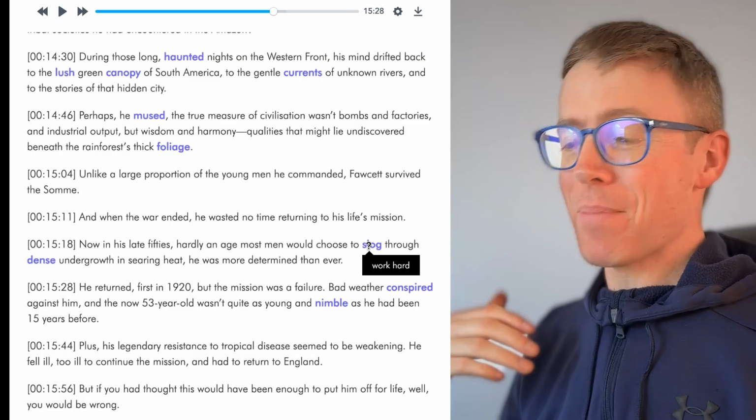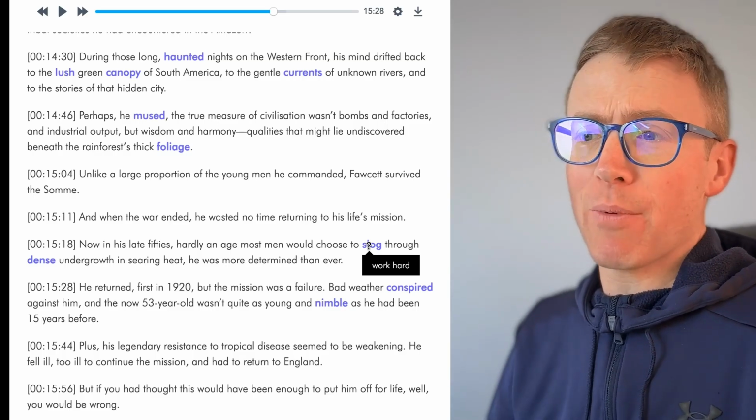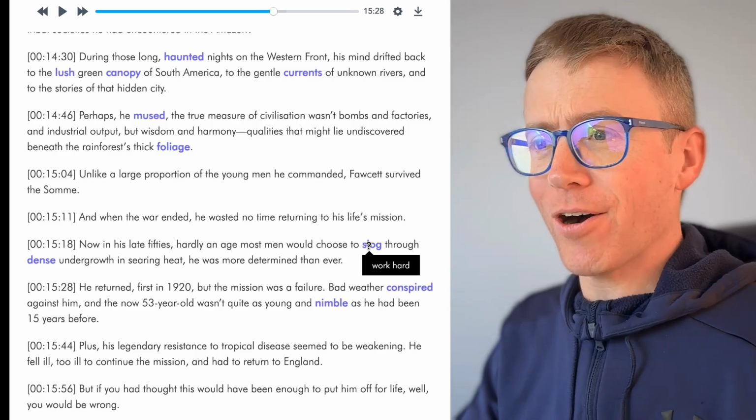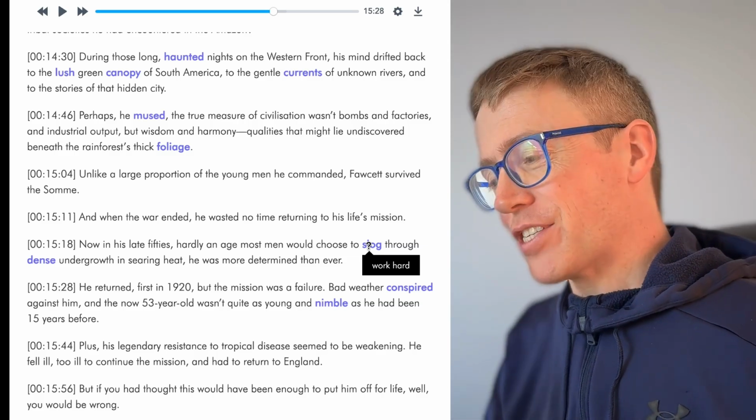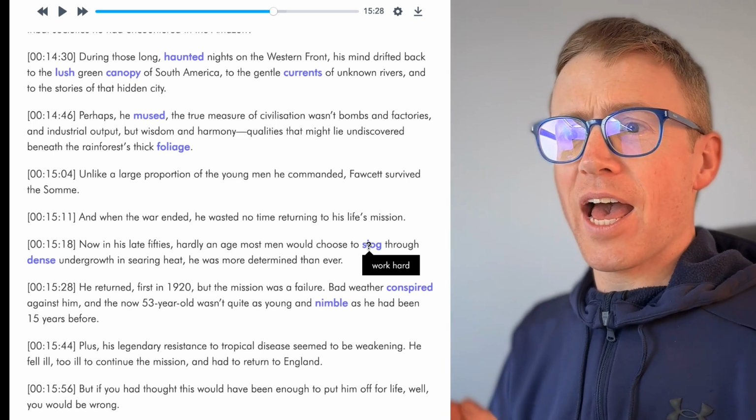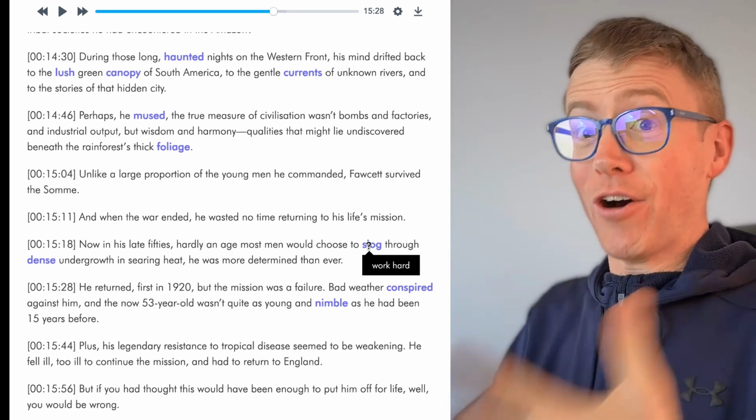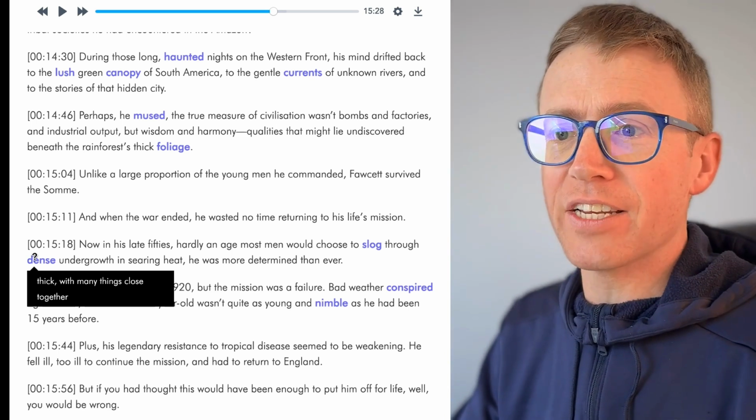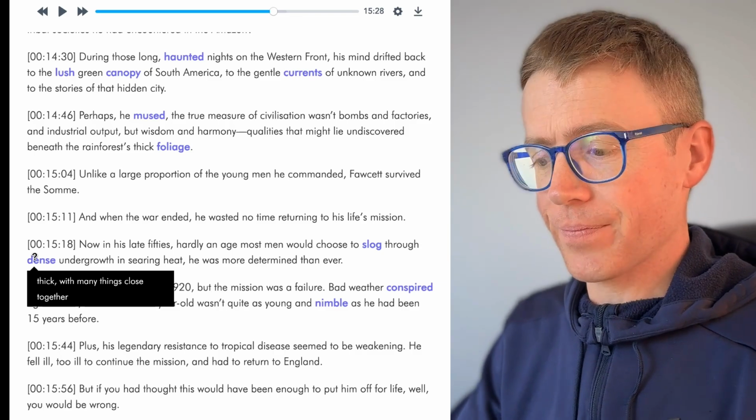Slog means a very similar thing. Here we've translated it as work hard. But in the context of kind of walking, it can mean kind of work hard to get through. And dense meaning thick, of course.